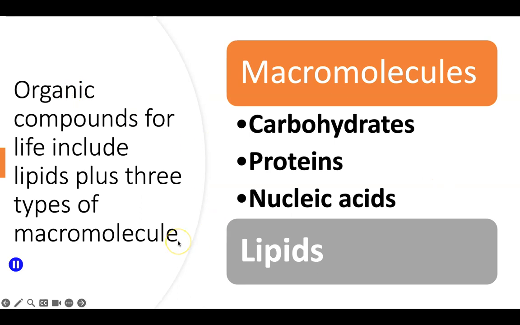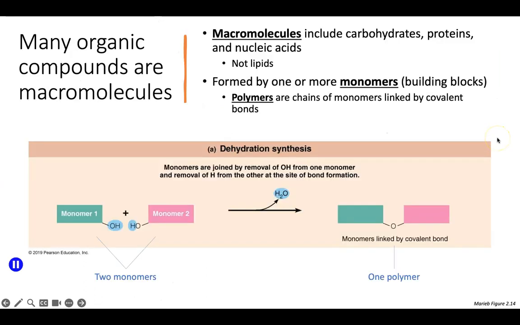The organic compounds for life are going to include 4 main categories. So we've got lipids are one category off on its own. So those things include fats and oils, and then macromolecules. And macromolecules is an overarching group that includes carbohydrates, proteins, and nucleic acids. So the 4 groups are carbs, proteins, nucleic acids, and lipids. But as you'll see in a moment, these first 3 are linked by their structures. And they are all part of a group called macromolecules.